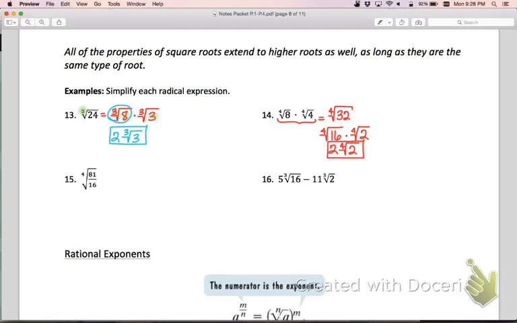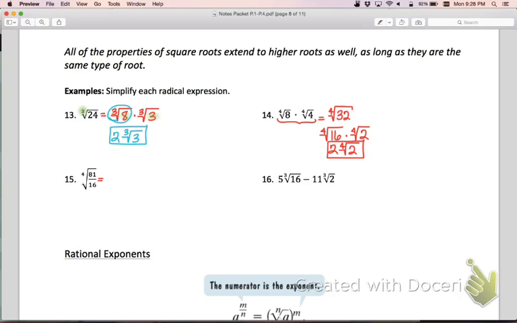So again, if you're looking at the chart, the way you would want to do this is, since it's a 4th root, you would go to the 4th power column and look on that column for the highest power or the highest number that goes into, in this case, 32, or whatever the radicand is that you're trying to work with.